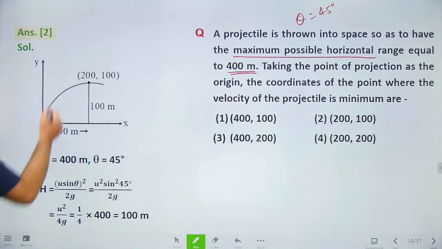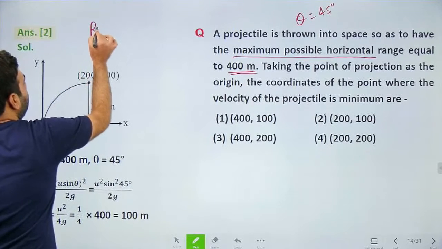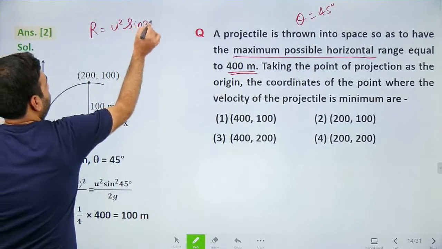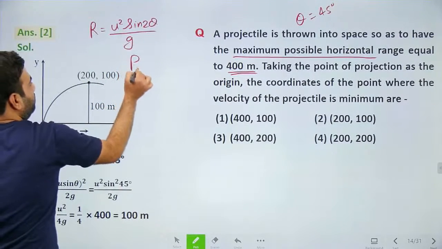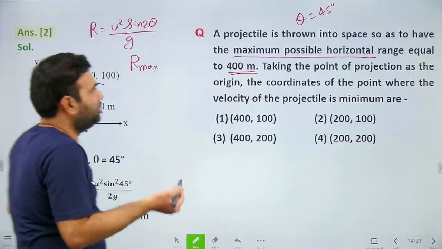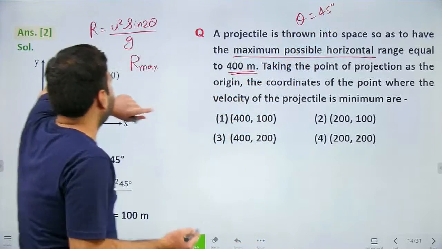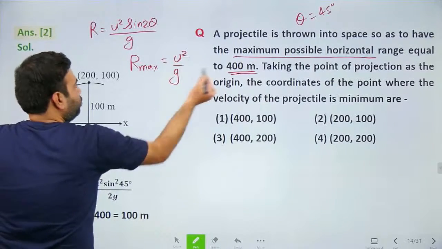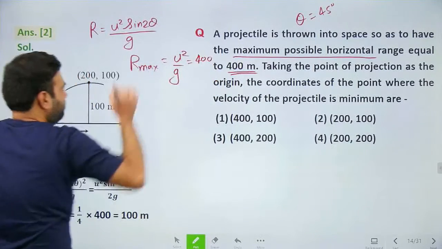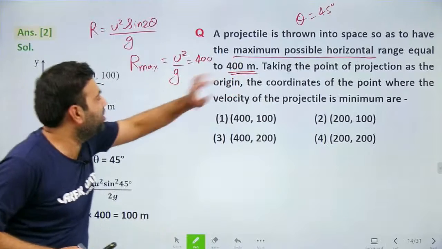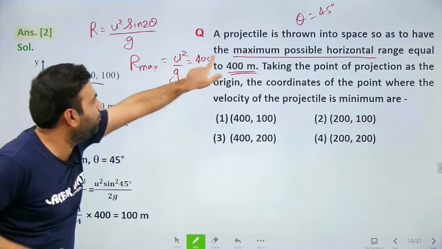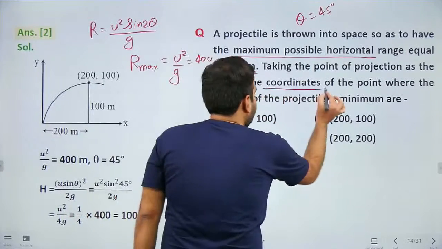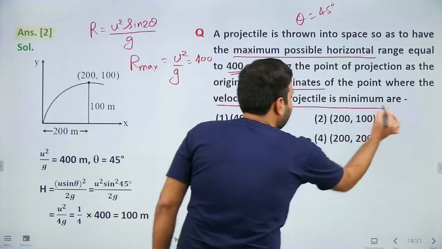What is the formula of range? The formula of range is u square sine 2 theta by g. Now for maximum range, as you know, maximum range is possible when theta is 45 degrees, that means sine 2 theta is 1. So maximum range is u square by g, and this value is given as 400 meters. So we know that u square by g is equal to 400. And one more thing, we have to find the coordinates where the velocity of the projectile is minimum.